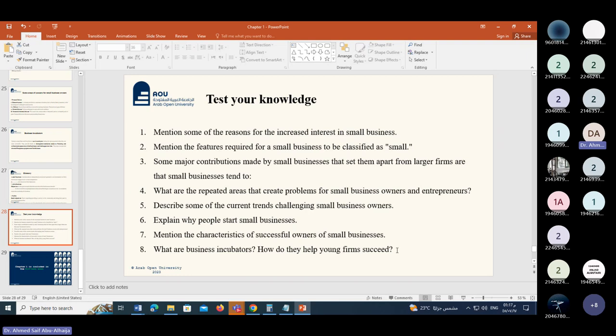But what are the repeated areas that create problems for small business owners? The problems, talk about the problems. Number five, describe some of the current trends, already mentioned. Explain why people start a small business, mentioned. Mention the characteristics, mentioned and explained. What are the business incubators? Definition. How they help them? The answer is in the definition, by giving them some help about planning, about studying the market, about the place, the location, whatever. Is it hard, guys?